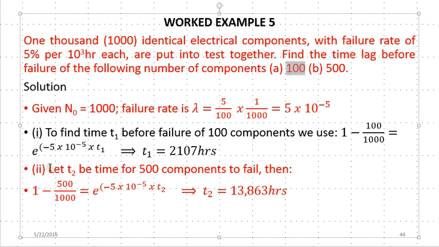And for us to get that of the 500 components, related to t2, substituting in the same expression, I have 1 minus 500 components all over total 1000 equal to exponential minus this times t2, and my t2 is found to be 13,863 hours.